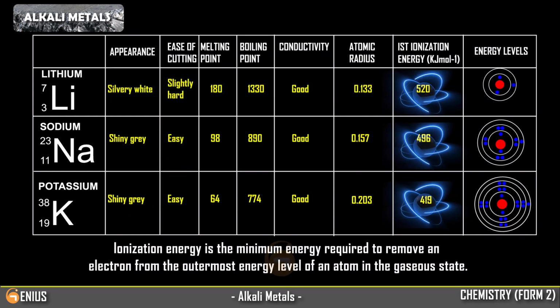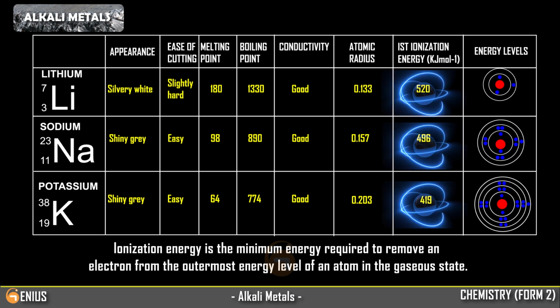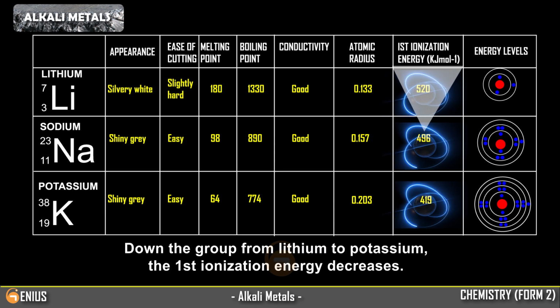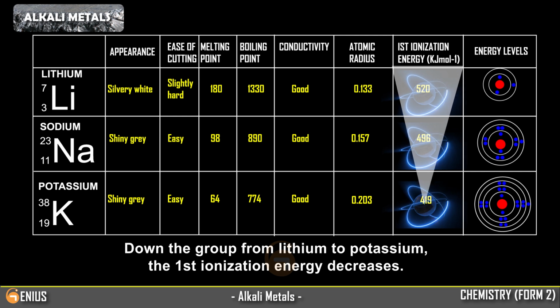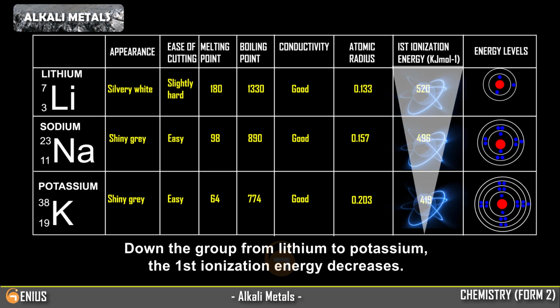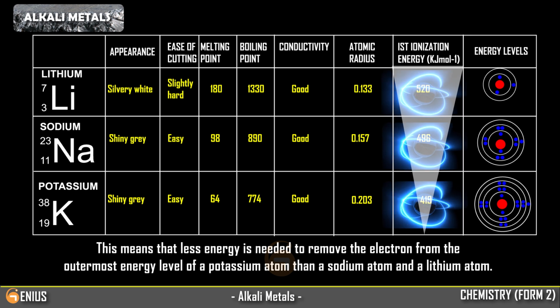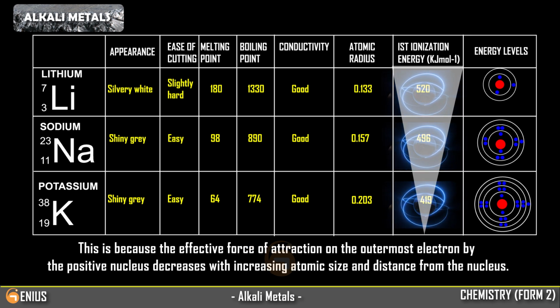Ionization energy is the minimum energy required to remove an electron from the outermost energy level of an atom in the gaseous state. Down the group from lithium to potassium, the first ionization energy decreases. This means that less energy is needed to remove the electron from the outermost energy level of a potassium atom than a sodium atom and a lithium atom. This is because the effective force of attraction on the outermost electron by the positive nucleus decreases with increasing atomic size and distance from the nucleus.